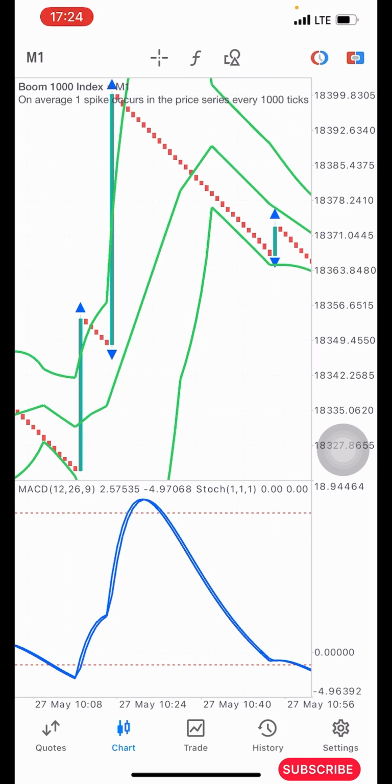In today's video, I'll be sharing with you guys another powerful boom and crash strategy. And guys, this is a VIP strategy, a very powerful strategy that you can use to scalp. This strategy is almost 100% accurate. Now, without wasting much of our time, I will be showing you guys how the strategy works.